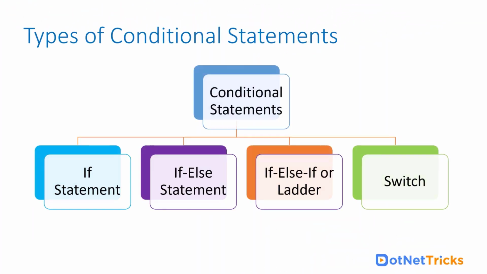Let's see what the different types of conditional statements in C# are. In C# we have the if statement, the if else statement, the if else if statement or ladder, and the switch statement as well. All these statements are part of the conditional statements. Now we will do hands-on on each and every statement one by one.